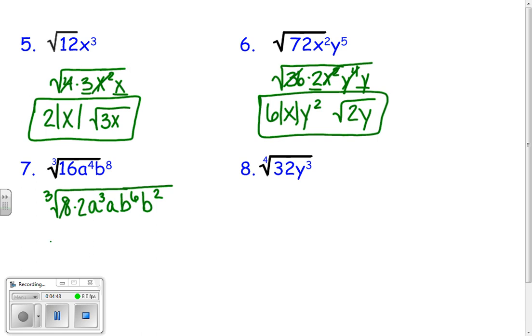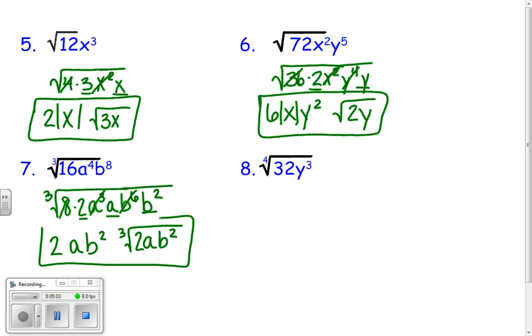The cube root of 8 is 2. The cube root of a cubed is a. The cube root of b to the sixth is b squared, which means you're left with this 2a and b squared. Don't forget to write your index in the radical.